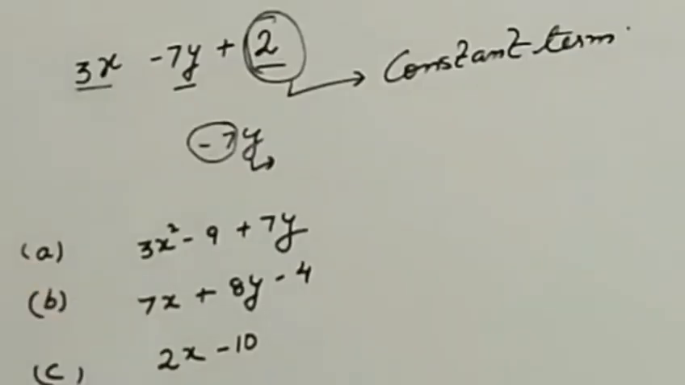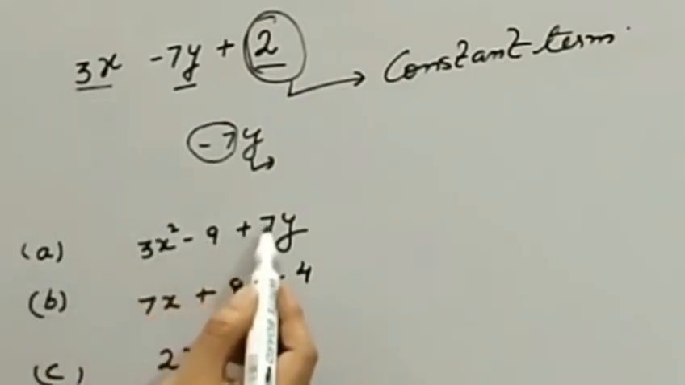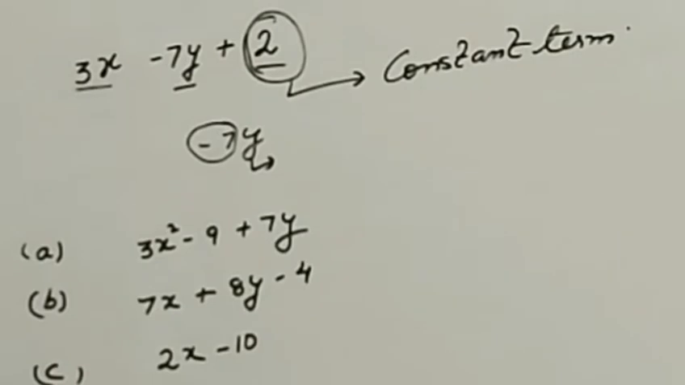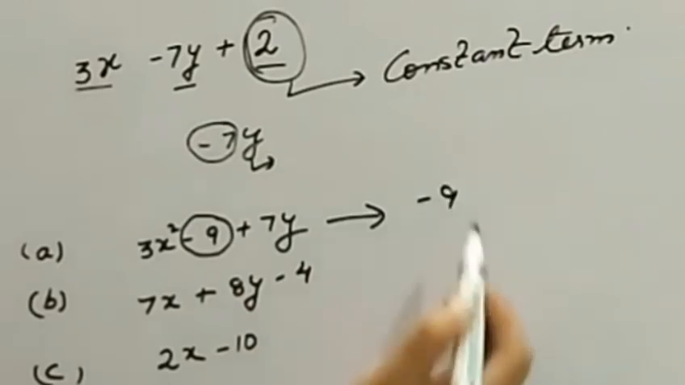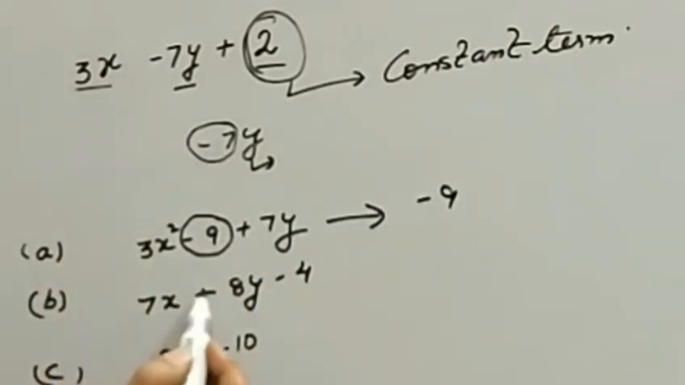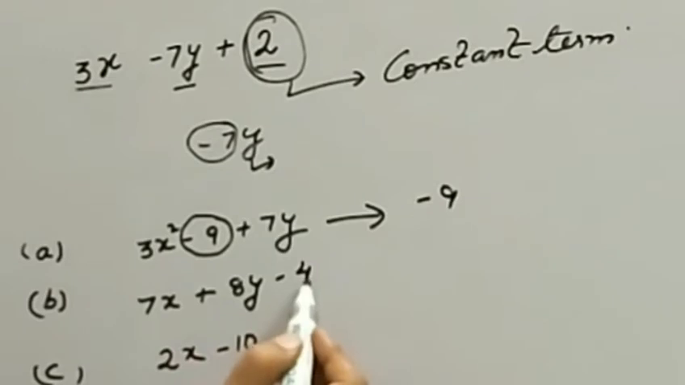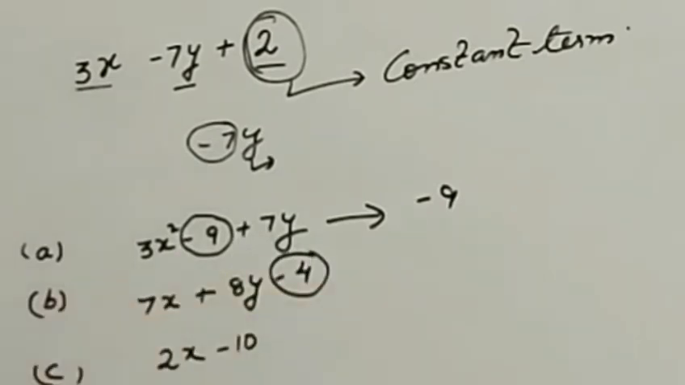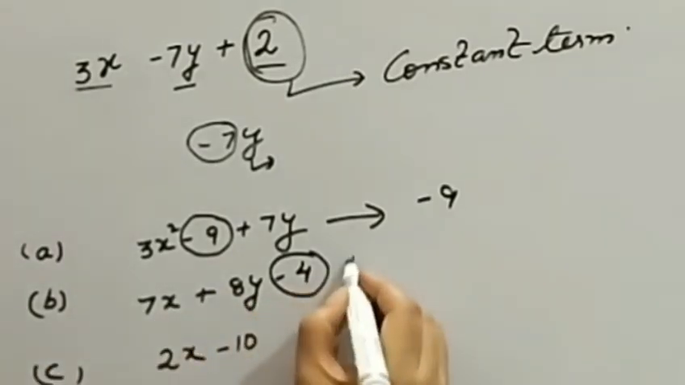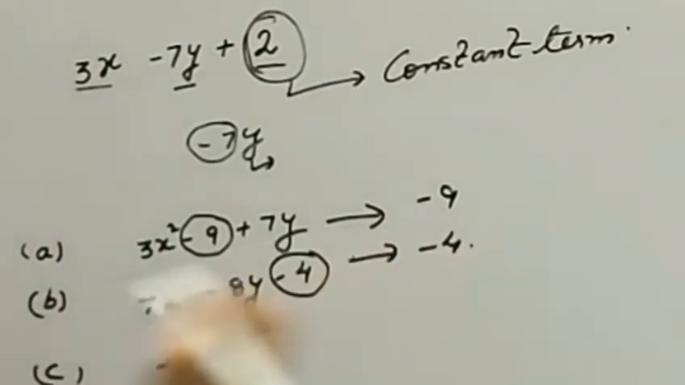There are 3 expressions written on the board. First expression, 3x square minus 9 plus 7y. If I ask you which term is constant term, so how will you check? First you see the term which has no literal factor and here minus 9 is the constant term. Next example, 7x plus 8y minus 4. It has how many terms? 3 terms. Out of these 3 terms, minus 4 has no literal factor. So we call it a constant term of this expression.